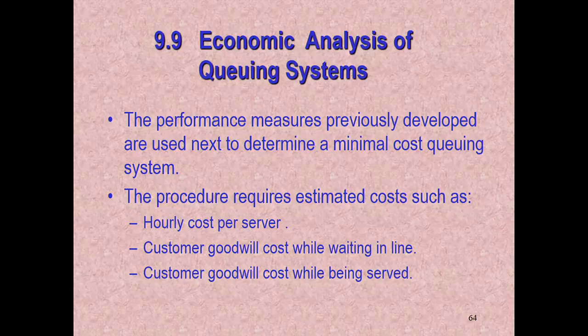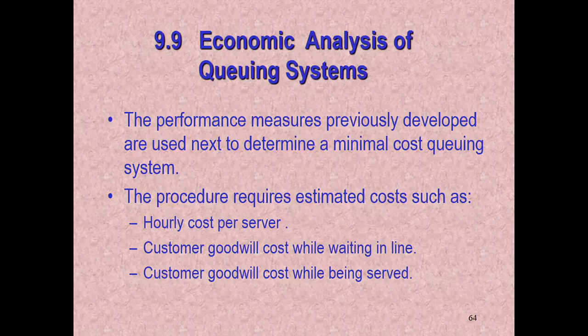So why are those 2 broken out? There's a goodwill cost while waiting in line, and a goodwill cost while being served. Why are they broken out? While we're being served, we might be mad it's taking so long, but we're narcissistic people, so we're at least glad the attention's on us, right? They're not serving Sarah, they're serving me.